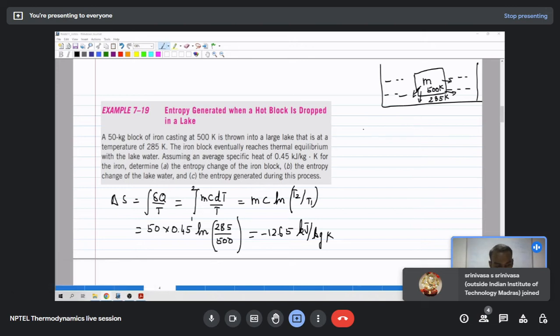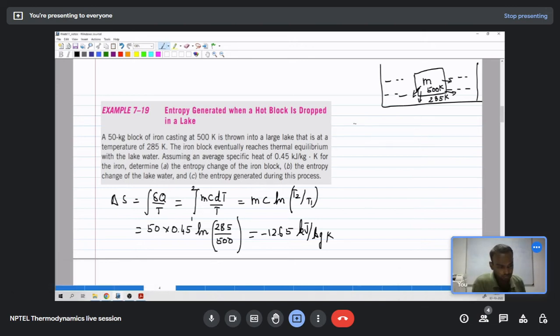For the lake water, we have delta S is equal to Q by T. Here, since the temperature is not changing, I can directly have it as Q, and this is mc into delta T by T. And here that temperature is of the lake water, which is 285 Kelvin. Mass of the block is 50, and C is given to be 0.45, and temperature change of the block is 500 minus 285.